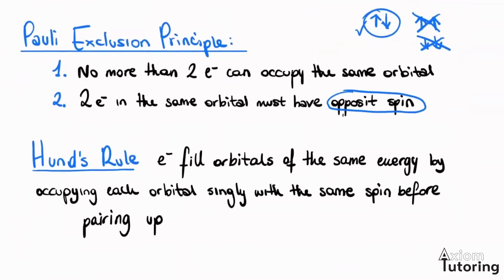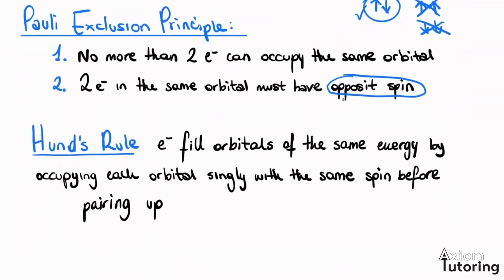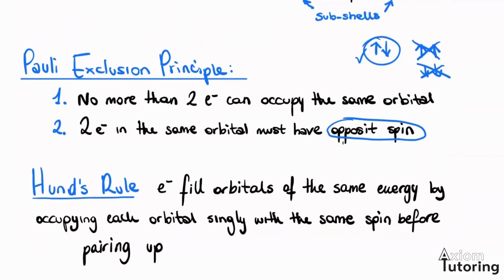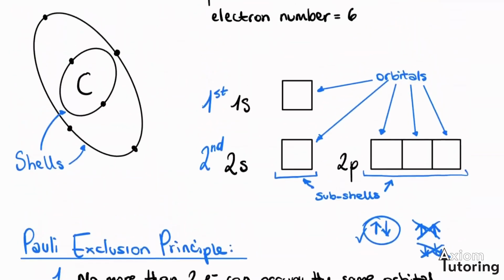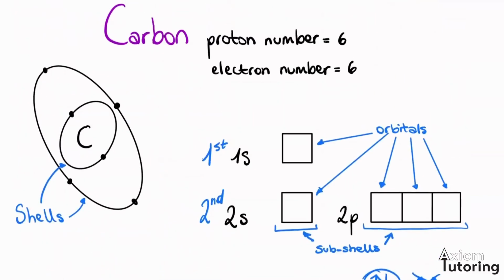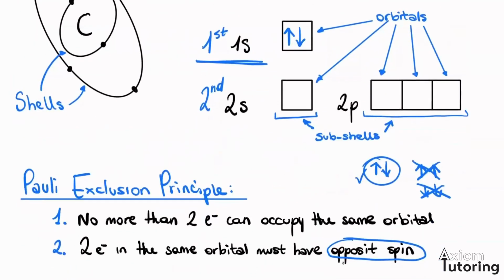And the other rule that we need to keep in mind is the Hund's rule, which states that electrons fill orbitals of the same energy by occupying each orbital singularly with the same spin before pairing up. So when we put all this information together, we can start adding our electrons in our orbitals. We'll start from the first shell, and we can add our first electron facing up, and then we can add our second electron facing down in the same energy shell. That way we've been mindful of this law.